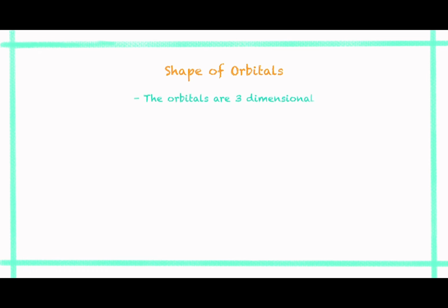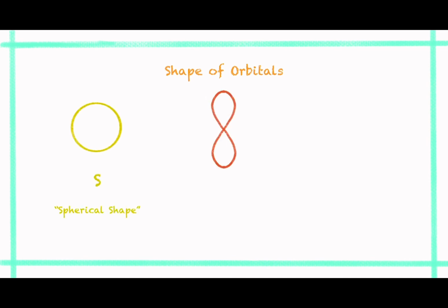Note that the orbitals are 3-dimensional, and that each is only an area where the electrons are very likely to be found. It is still possible for electrons to be found outside the shape. This is an s orbital, and it has a spherical shape. This is a p orbital. It looks more like an hourglass with 2 lobes.